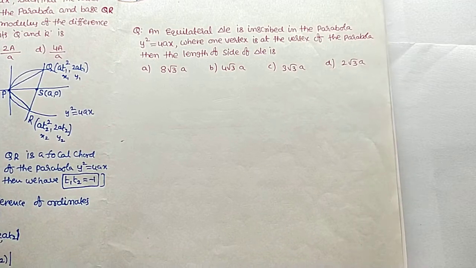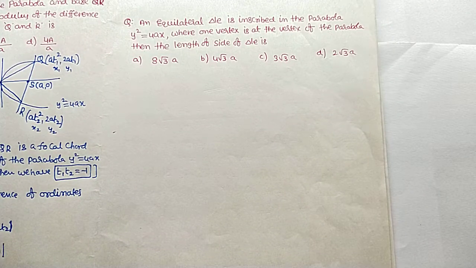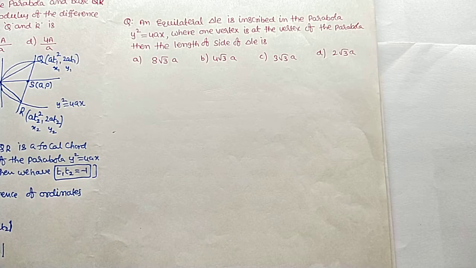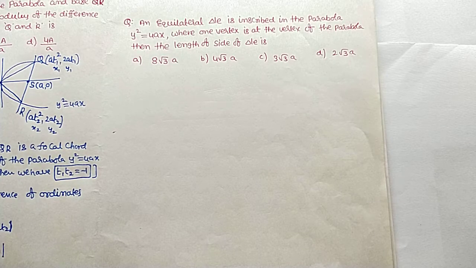An equilateral triangle is inscribed in the parabola y square equal to 4ax, where one vertex is at the origin, that means the vertex of the parabola. Then the length of the side of the triangle? Here they have already mentioned that it is an equilateral triangle. Draw the rough figure according to the question. An equilateral triangle is inscribed in the parabola.